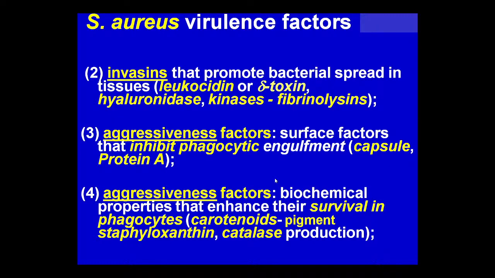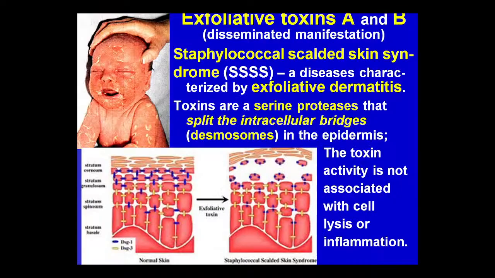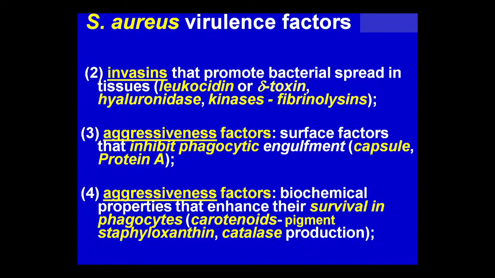So we may consider the factors of invasiveness or so-called invasins that promote bacterial spread in tissues. And here we have a lot of toxins and enzymes. The examples are hyaluronidase. We will take a look at them a bit later on.